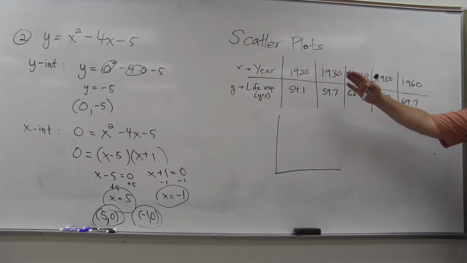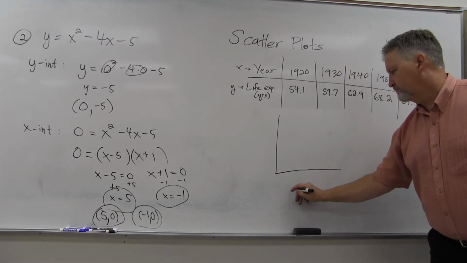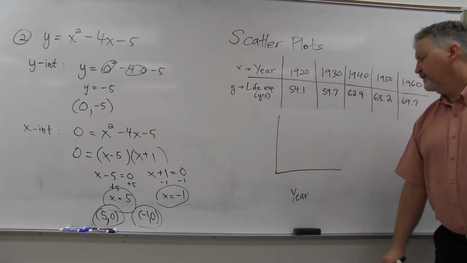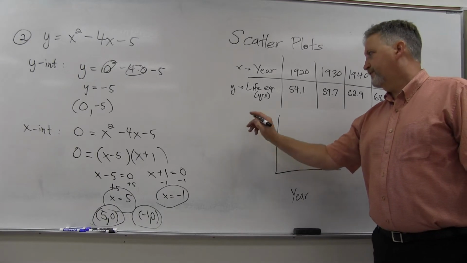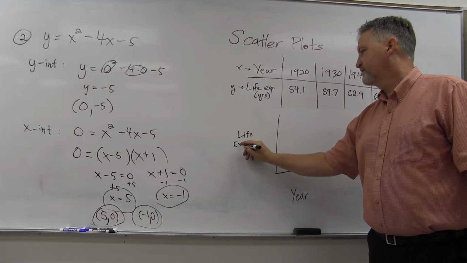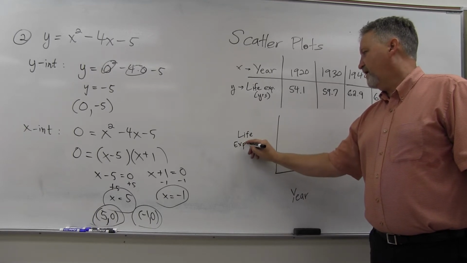So we're going to let X be the years, so we'll let the year be over here. One thing I'd like you to do is label these so we'll know what this graph means. That's all a scatter plot is, just a graph of the data.